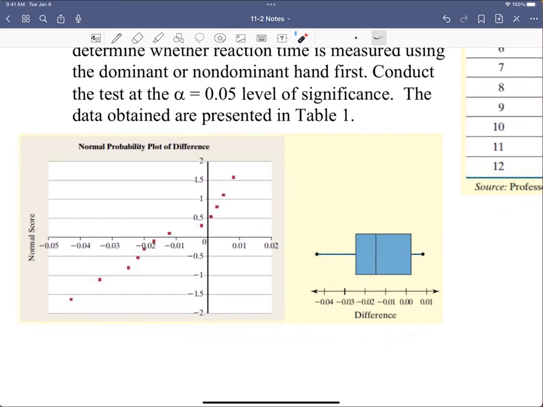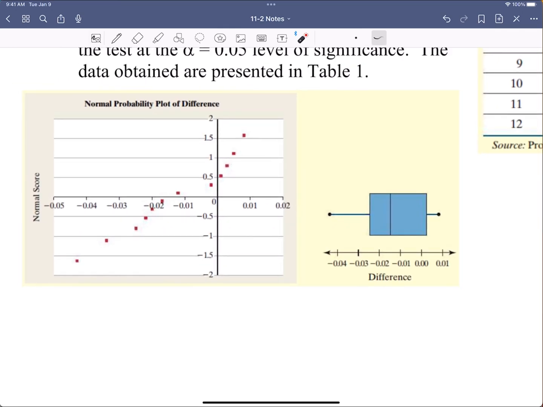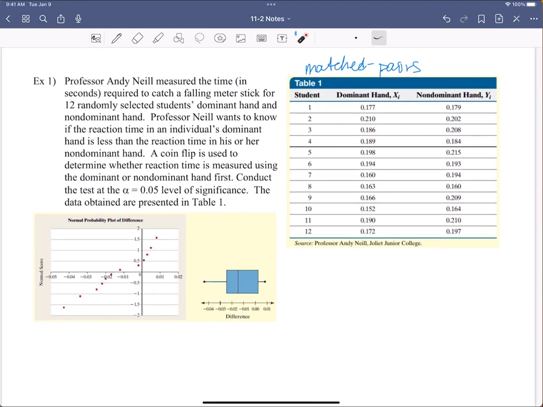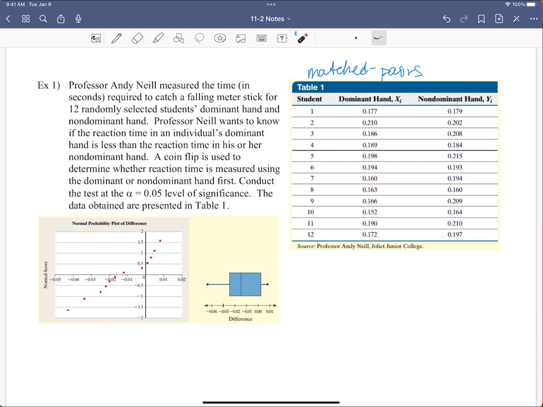But I'm going to make this bigger here. Do we have any outliers? No, with these differences, we don't have any outliers. We are good to go, right? A good correlation with our normal probability plot of differences. So we're good with all of that. All right, so here is the deal.